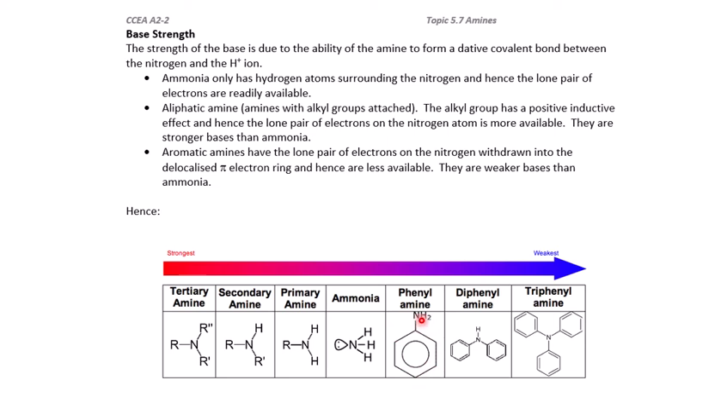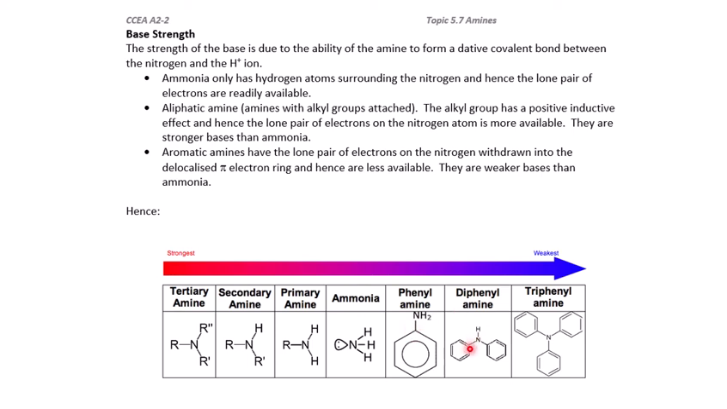Now, you don't have to see the details of it. If you go to further study, you look at how it moves around the ring and so on. But you don't have to see the details of this at this stage. Just accept that that pair of electrons gets involved with this, and it makes it less available. So compared to ammonia, this lone pair is going to be less available, and therefore it would be a weaker base.